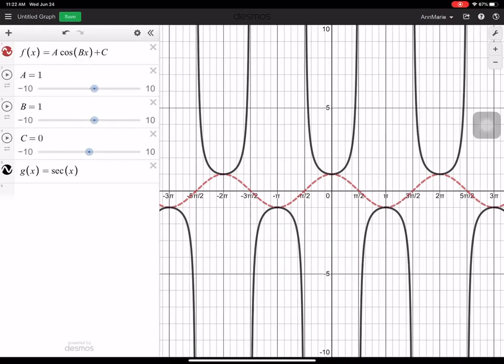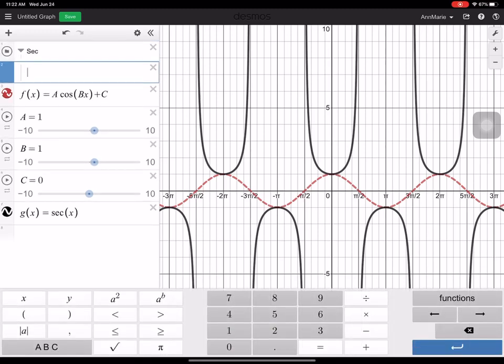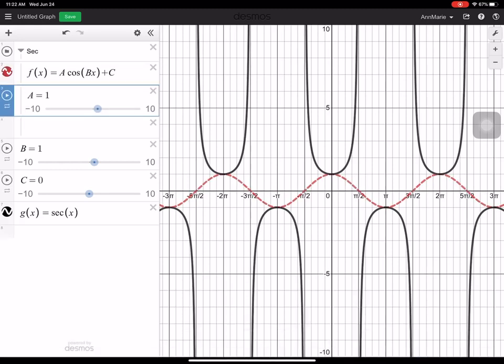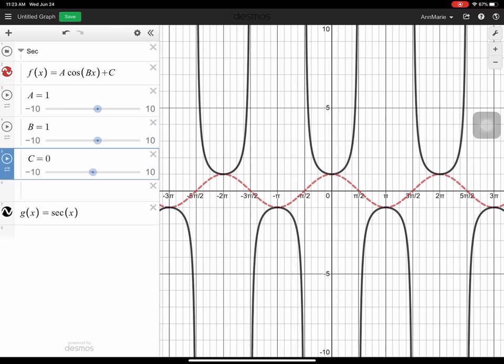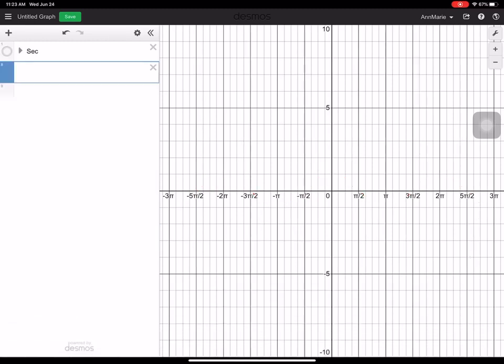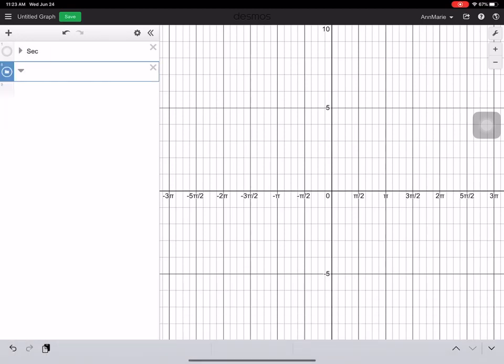And I'm actually going to, let me do this. I'm not done with my secant yet, so I'm going to put this away. Okay, there we go. I'll turn that off. Now let's add another folder. I'm going to put cosecant in there.